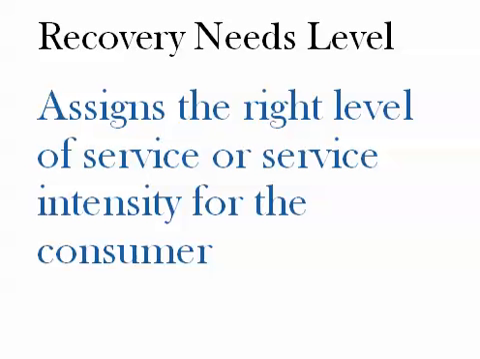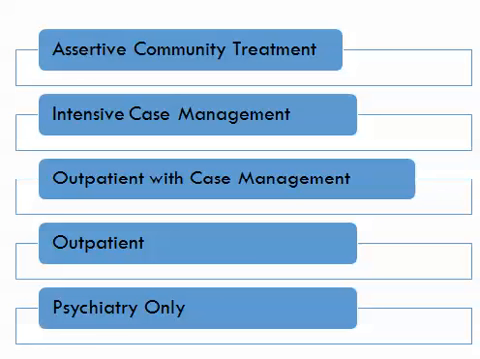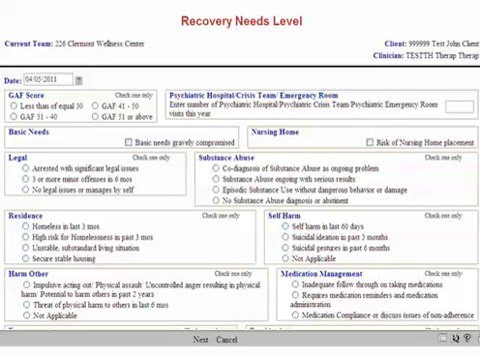This instrument assigns the right level of service or service intensity for the consumer at the right time. It is completed in combination with treatment planning and is scored electronically according to an algorithm. The 5 levels of service start with assertive community treatment and end with psychiatry only. The recovery needs level measures criteria for service need in 17 areas. The instrument can be built into the workflow for clinicians to easily score and receive immediate results.